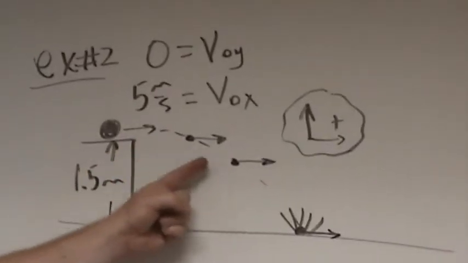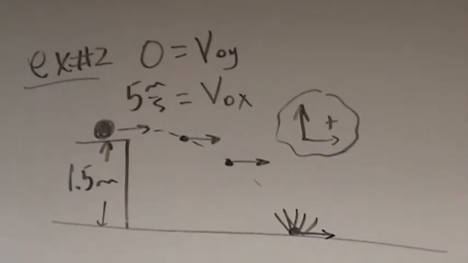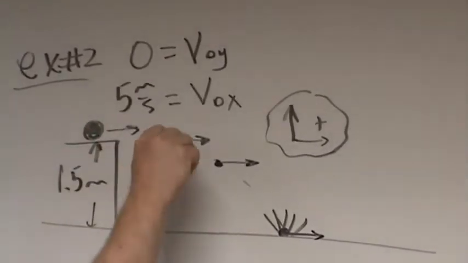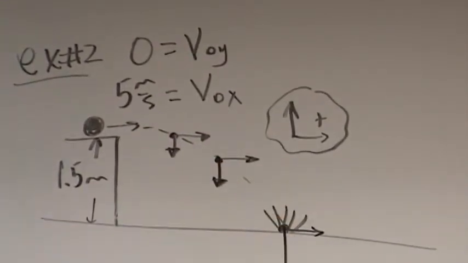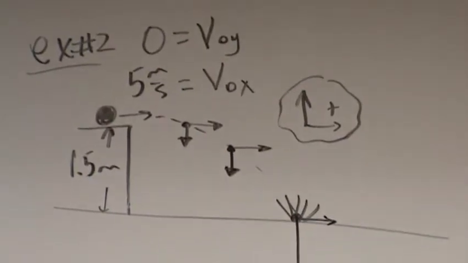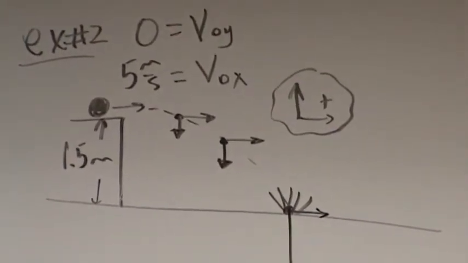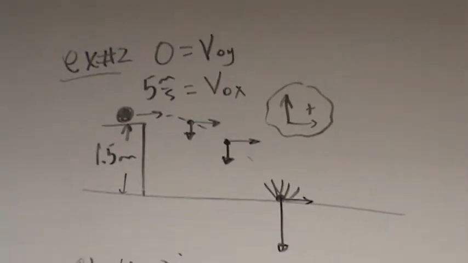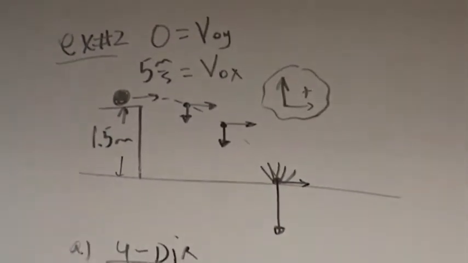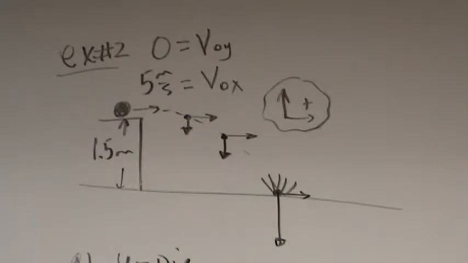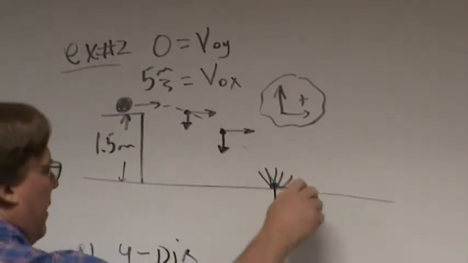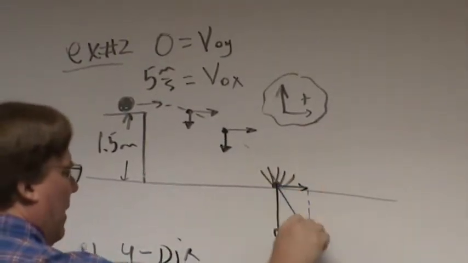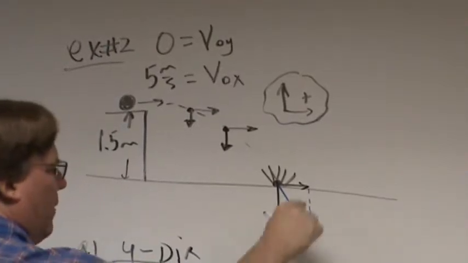As it falls, it goes faster and faster in the y direction. Here the y component of velocity is 0. Here the y component of velocity is a small amount. Here it's a bigger amount, and there it's a bigger amount. You see? As the ball falls, it goes faster and faster in the y direction because the acceleration of gravity is 9.8 meters per second squared in the y direction. And so to answer B, to get the velocity that this ball has when it hits here, I'm going to have to get the x and y components of velocity.